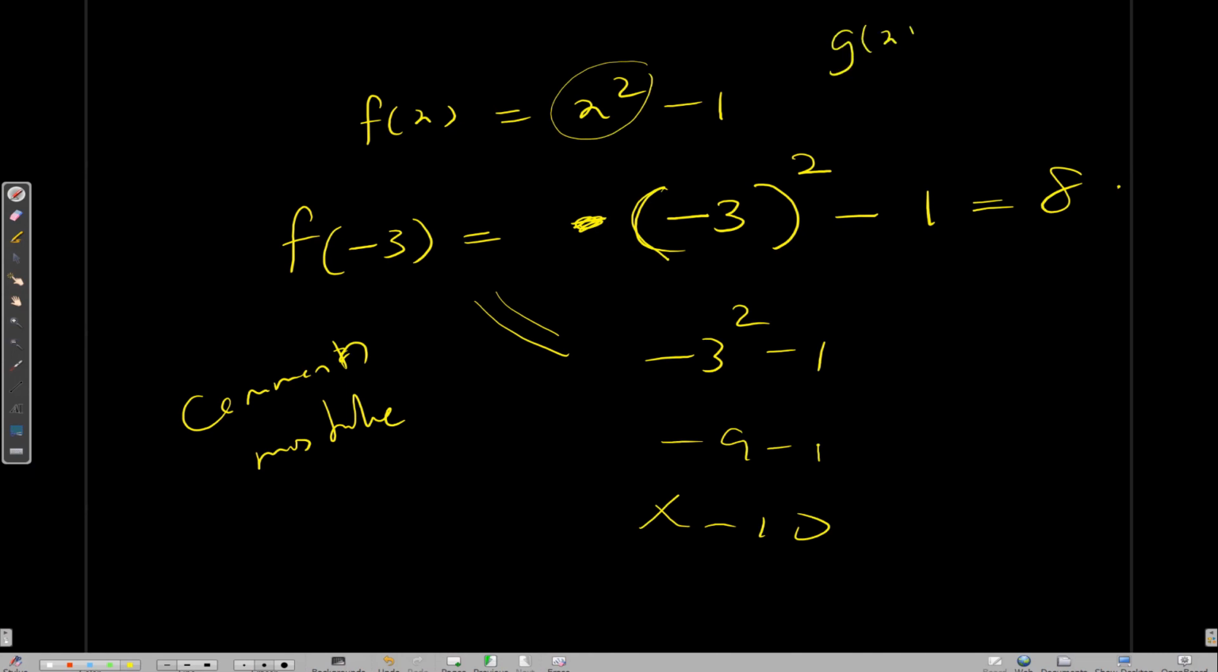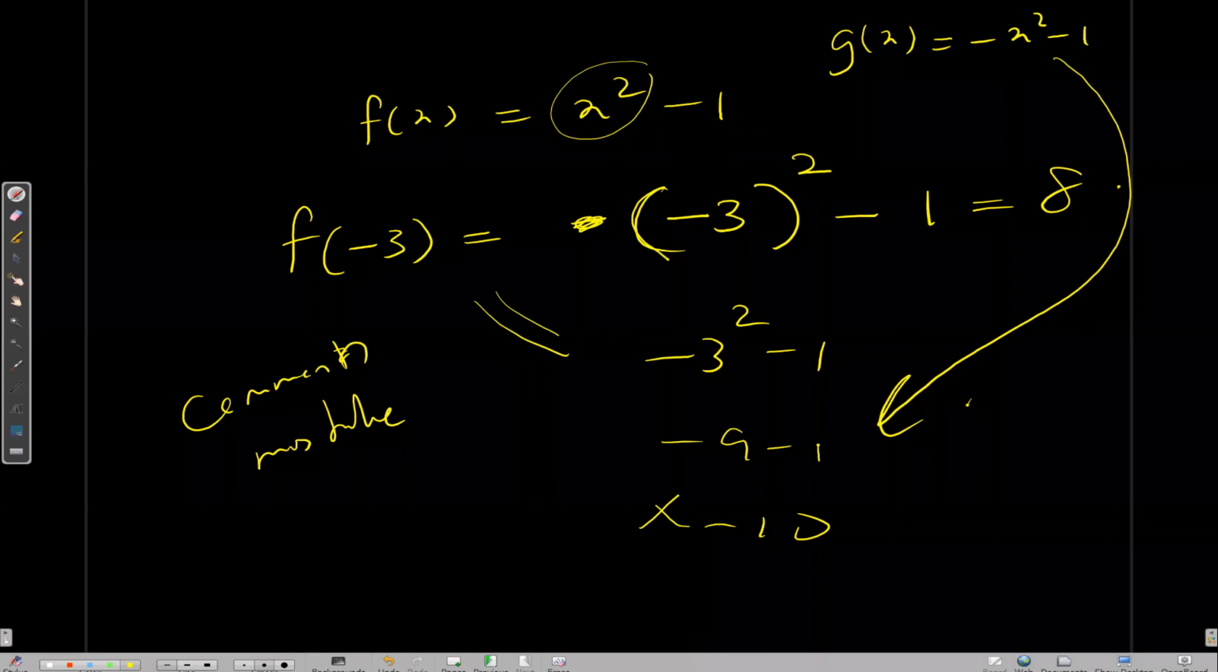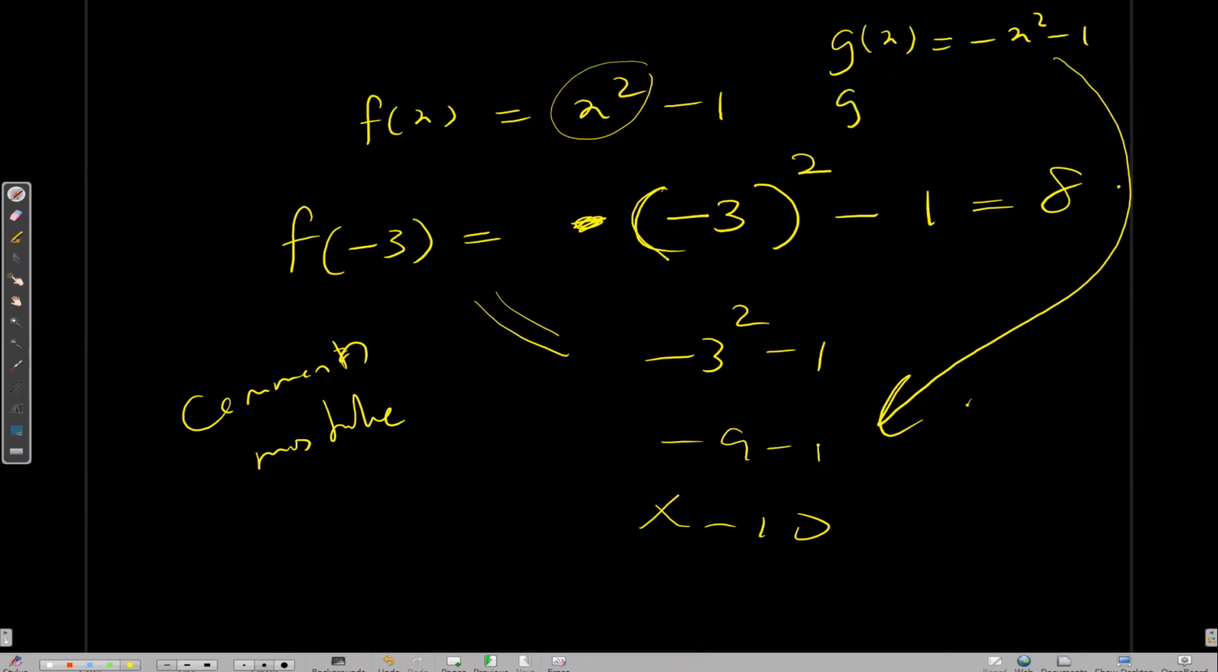Now, how about a different function, g of x equals negative x squared minus 1. See, these two things are different. Students mistakenly do g of negative 3 here, because if you find g of negative 3, that is negative, and then negative 3 squared minus 1, which turns out to be negative 10. Okay, so that's about function notation and evaluating functions.